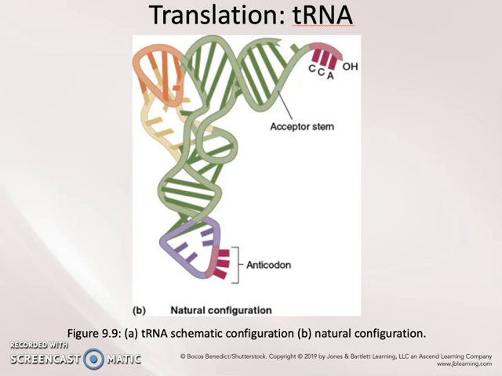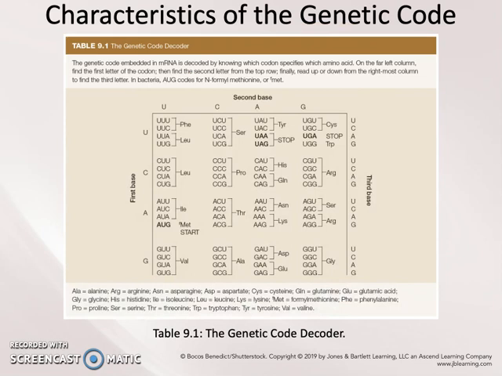Now, one of the things that I find amazing is that the pairing of the anticodon and the codon to determine which amino acid should be used is exactly the same in every cell on Earth. This is what we refer to as the universal genetic code. Here you actually have the information on how to make a protein. These are the codons, and this is the genetic code decoder.